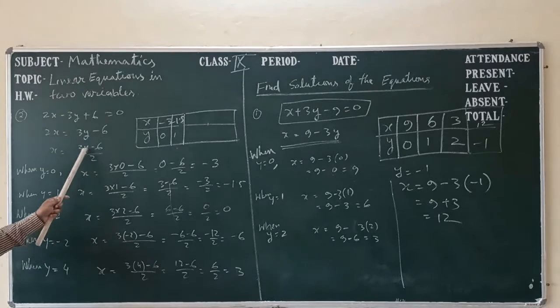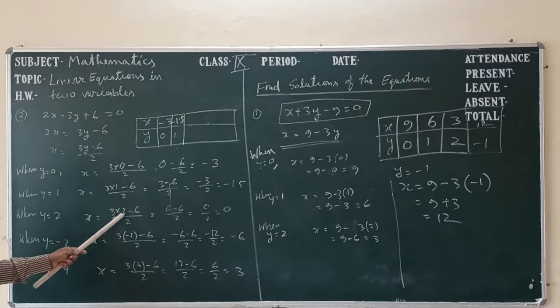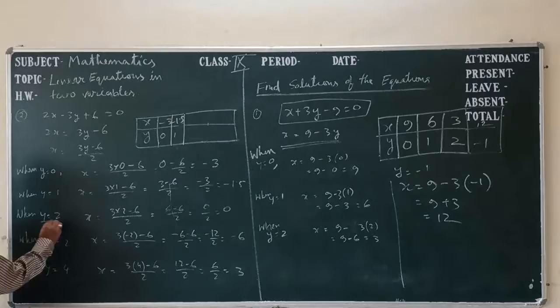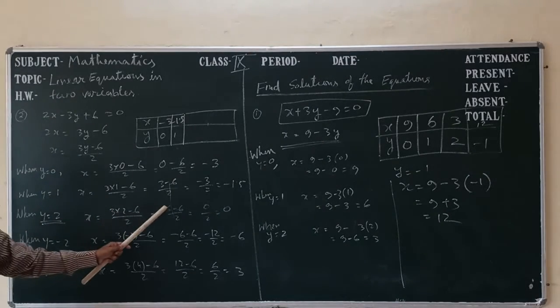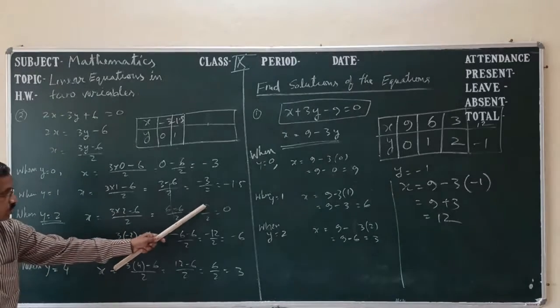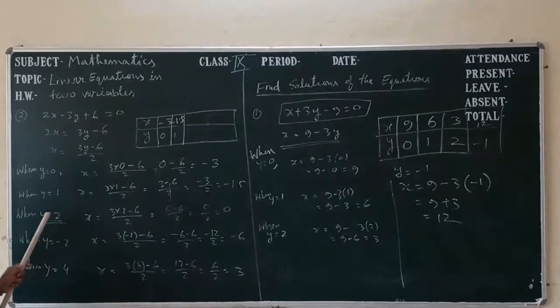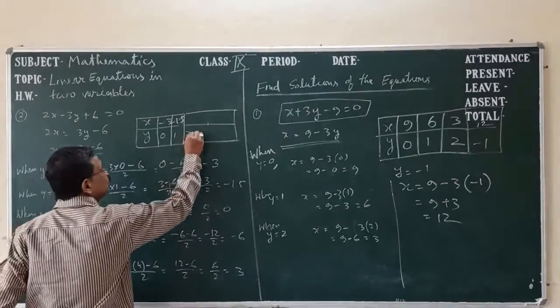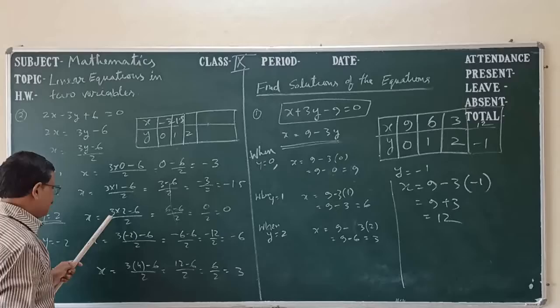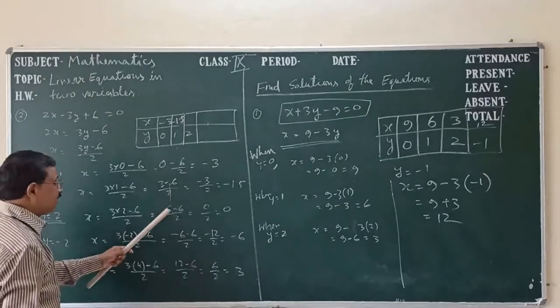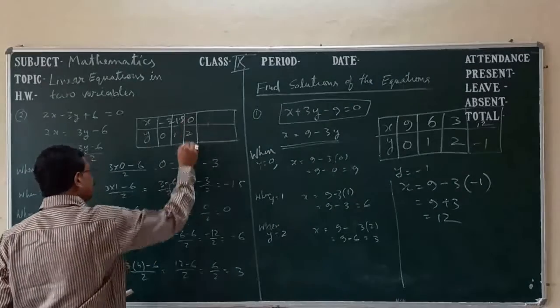When y is equal to 2, then in place of y, this is 3y minus 6. So 3 into y means 3 into 2, because y is equal to 2. 3 into 2 is 6, 6 minus 6 is 0, 0 upon 2 is 0. Then if we put y is equal to 2, we get x value as 0.